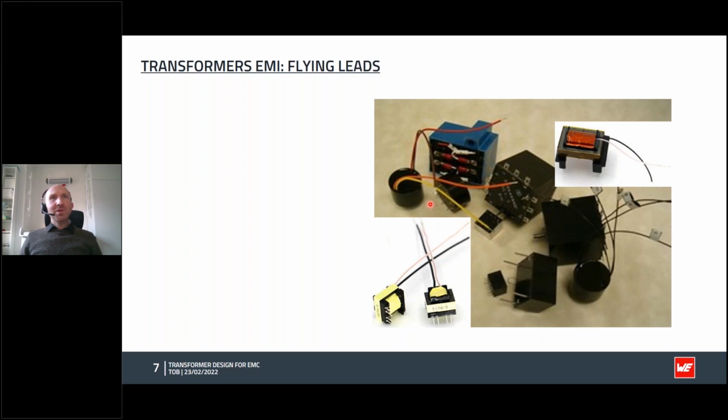So first of all, we'll look at what we should try to avoid in the transformer. These are some pictures here of transformers with flying leads. So what are flying leads? Flying leads are, well, basically what are not flying leads. The standard way we wind the wire, we connect it to some pins here and terminate the wires to the pins, wrap around and then dip the pins in solder to connect them to the pins, and then these are connected to the PCB. So this here on this transformer would be the primary side.